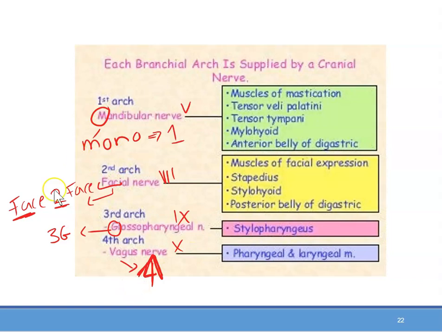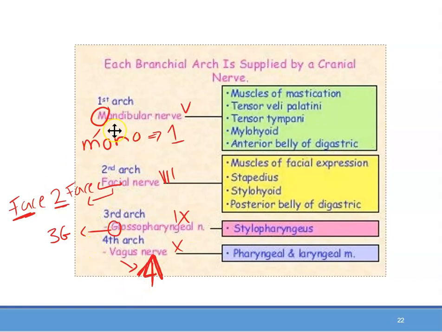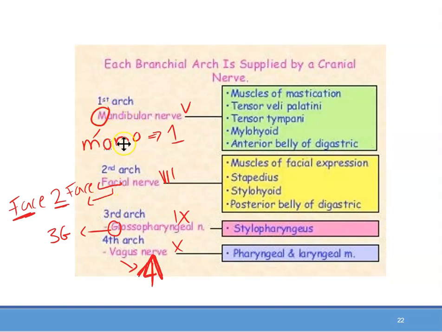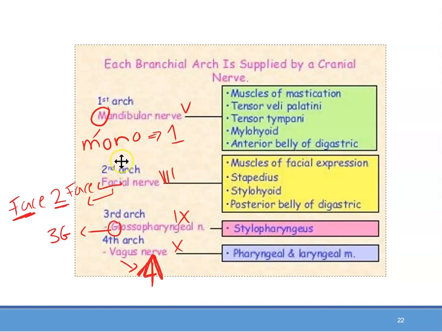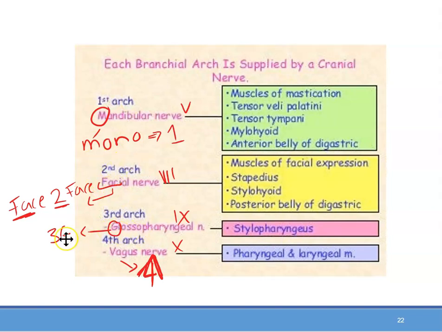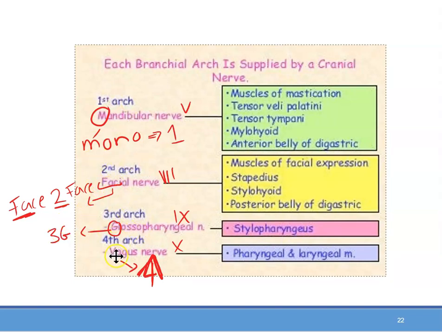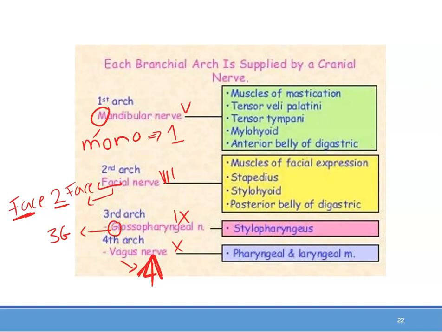So maybe these tricks might help you remember that the mandibular or trigeminal nerve is derived from the first pharyngeal arch. The facial is from the 2nd, glossopharyngeal, G, is from the 3rd, and vagus is from the 4th.